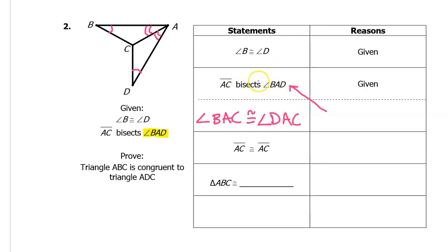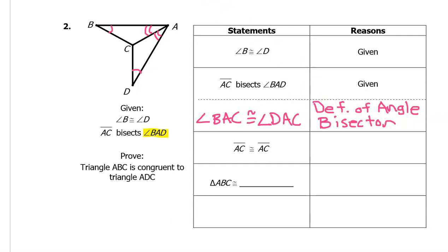So notice that in the previous statement, we have an angle that is being bisected. All right, we have an angle that is being bisected. So guess what? The reason is going to be definition of angle bisector. I just rewrote it so it would all fit inside the box.